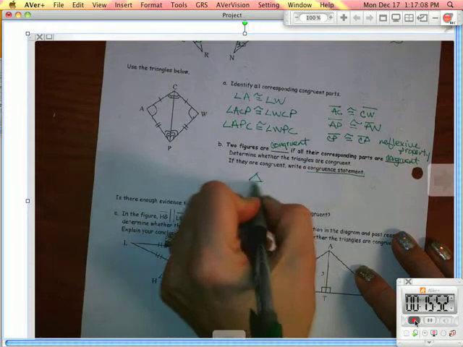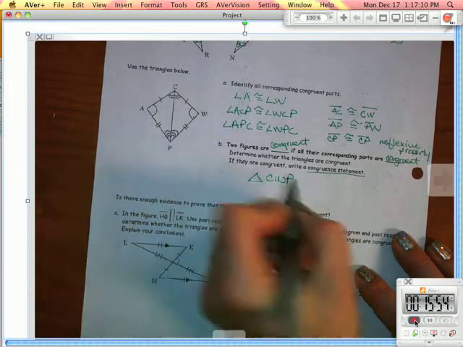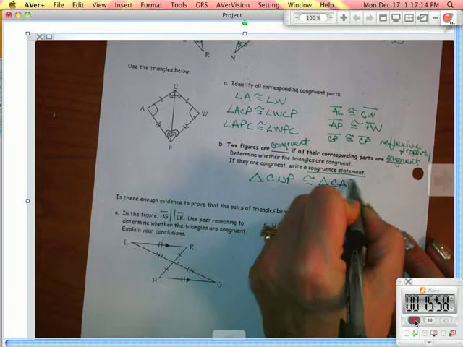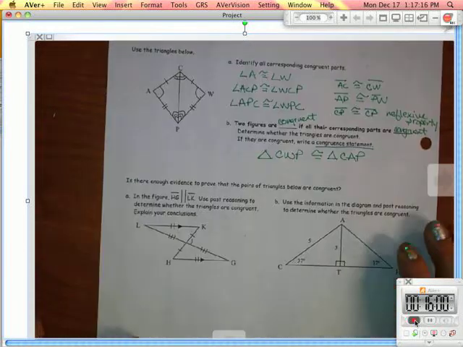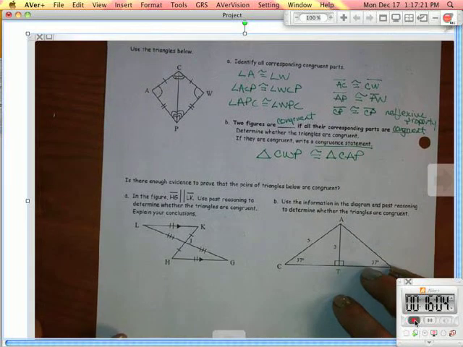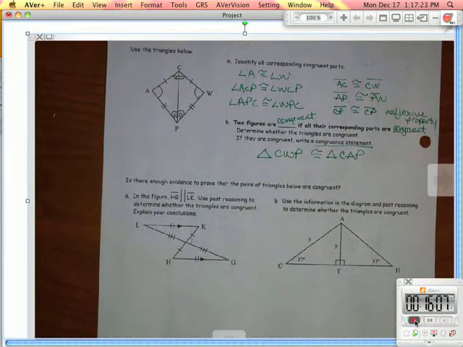Please don't even consider opening your book yet. Okay. Can I name it a different way? Sure, give me another way I could name it. PWC is congruent to what? You guys got it. Okay.